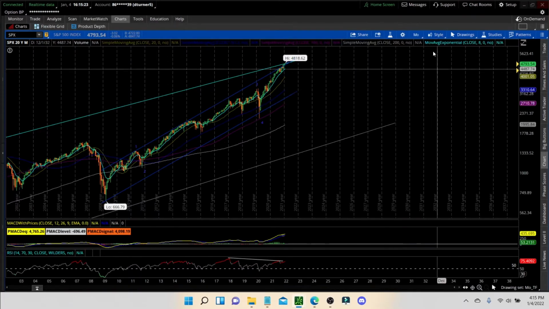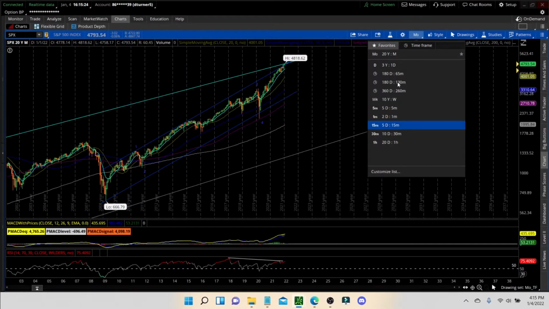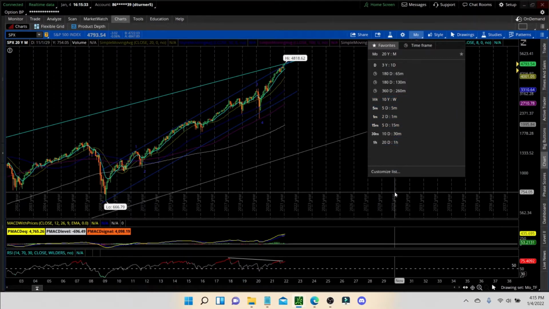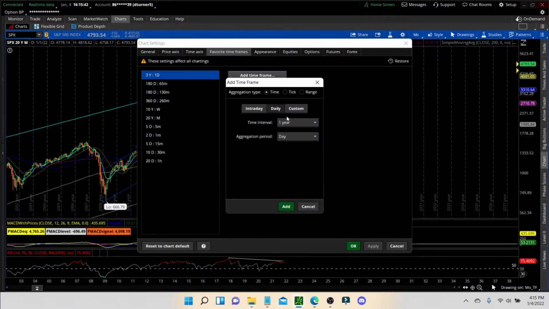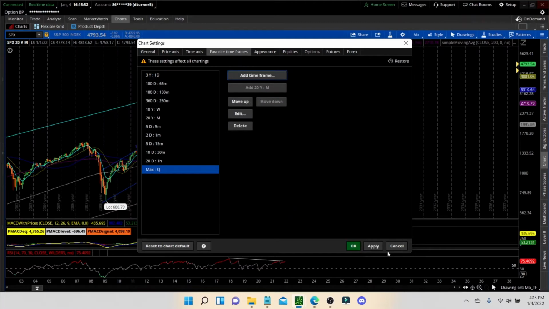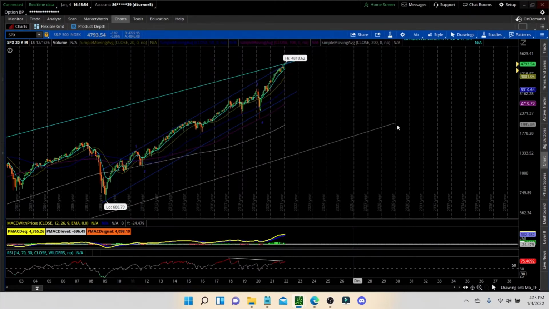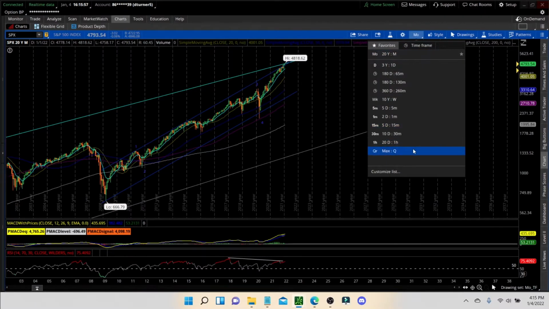So I have the monthly time frame right here. I'm actually going to move over to the quarterly so you can see where this top line is. And I don't have it saved. Let me customize. I thought I saved the quarterly here. It must be in a different one. Let's add a time frame. Sorry, guys. Max years. Let's go to quarterly. Add. Boom. Apply. Okay. So let's go over to the quarterly time frame.